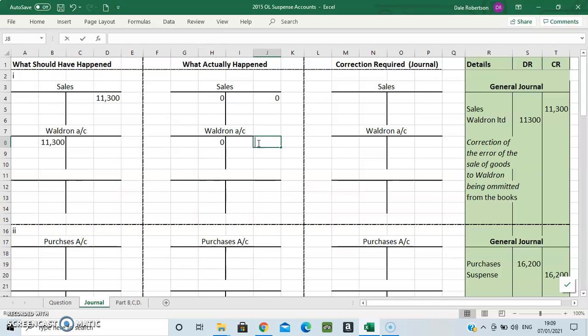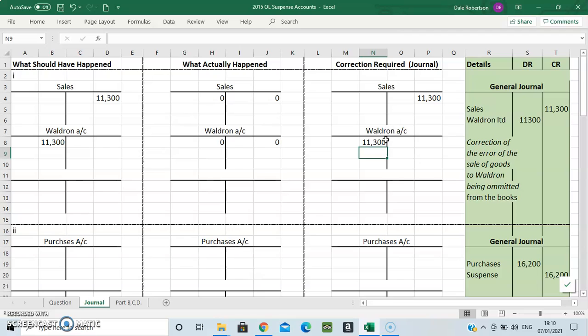So therefore, how do we rectify that? What is our correction required? Well, what we need to do is put in what it should have been. So it should have been 11,300 on the credit side of sales, and it should have been 11,300 on the debit side of Waldron. And this column here, this third column, is the important one. It is the correction, and therefore it is what goes to the general journal.